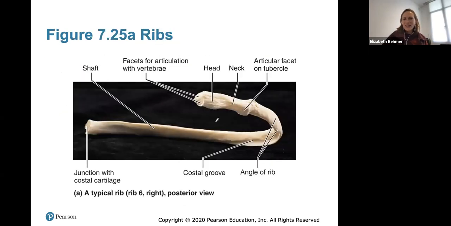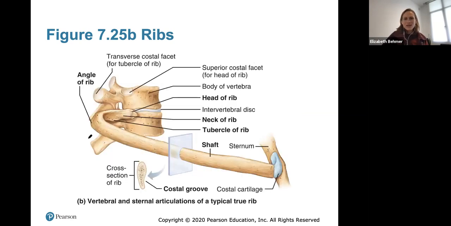So here's a look at a rib's anatomical structure: the head of the rib, the neck, the articular facet of the tubercle, the costal groove, which is where you'll have a costal artery lie, and then the junction with the costal cartilage. This is how the ribs attach to the vertebra and how everything comes together.